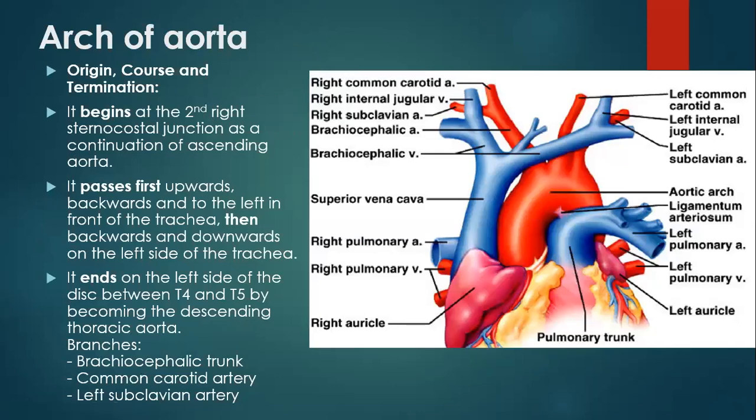Now coming to the arch of the aorta: its origin, course, and termination. It begins where the ascending aorta ends, at the second right sternocostal junction. As a continuation of the ascending aorta, it passes first upwards, then backwards and to the left, in front of the trachea. The trachea will be behind.